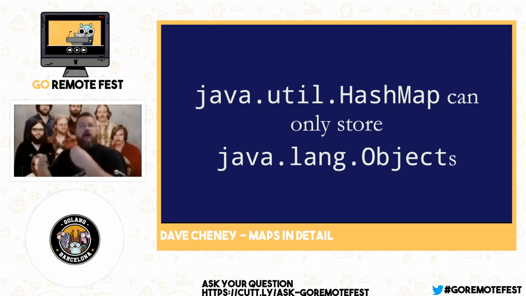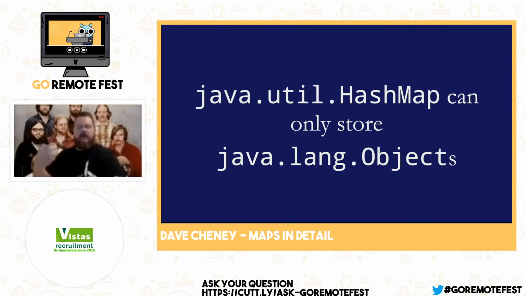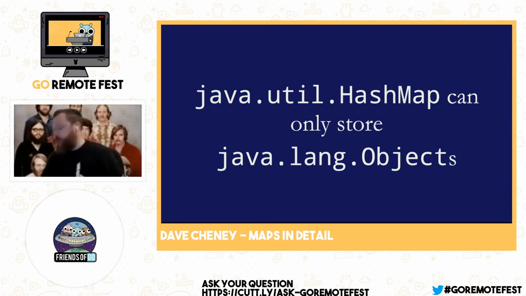So each object, rather than having to construct the map with a specific hash function and equality, every object knows how to get its hash code and it knows how to compare itself to any other object. So they kind of come built in. That's pretty nifty.